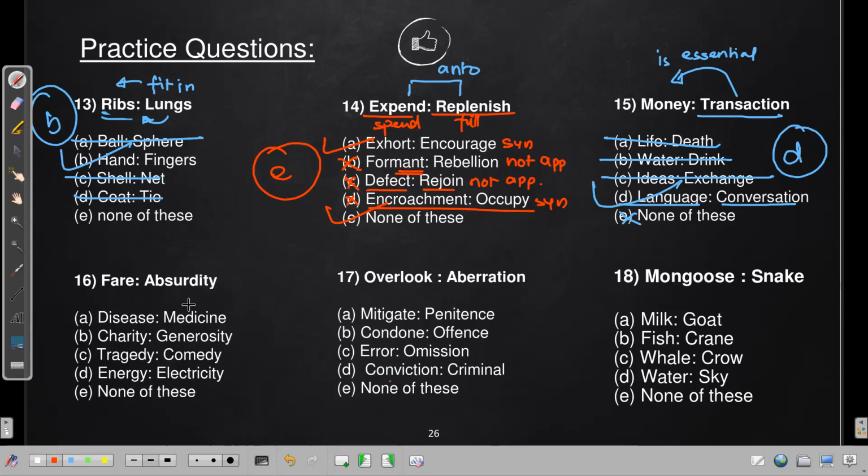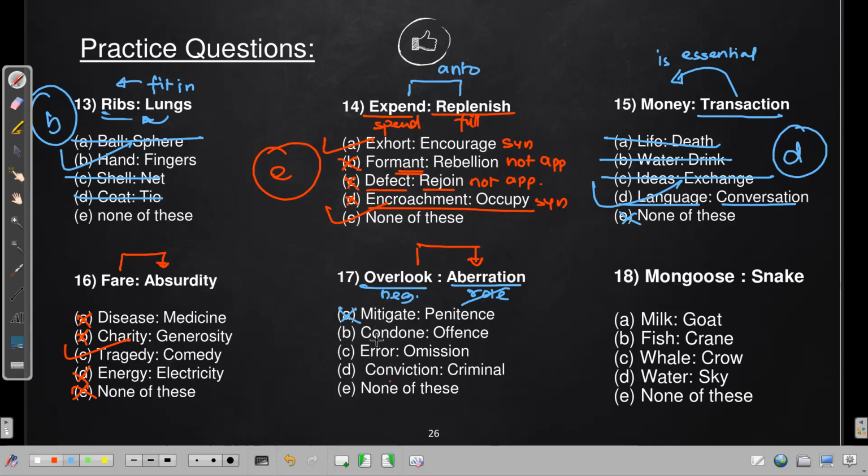Last one, sphere and absurdity is an antonym pair. So C, tragedy and comedy will become an antonym. Overlook and aberration, this was an interesting one. It results in the thinking that overlooking, that is neglecting things, leads to aberration, which is things not performing their basic role, their basic duty. So neglect leads to this, and therefore mitigate leads to penitence. No.